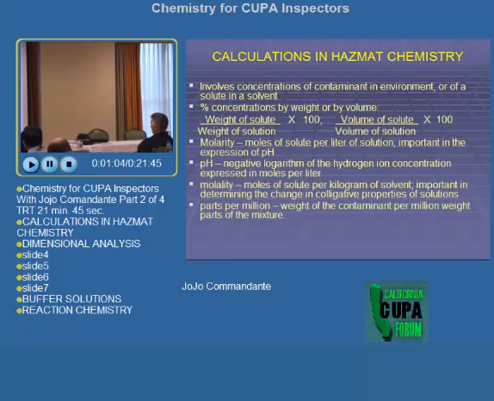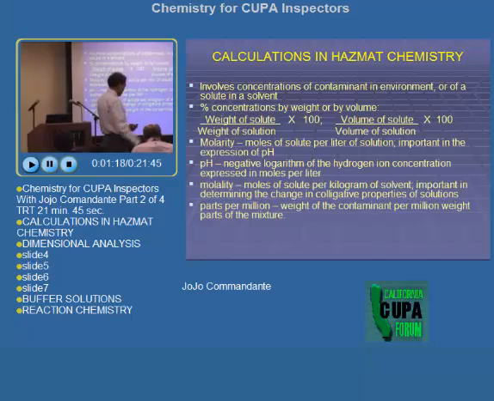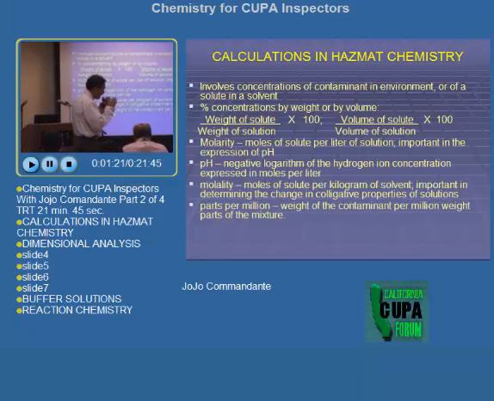Oh, the dreaded parts per million. You encounter parts per million all the time, but do you know how to use it? That's another story. Okay, parts per million is the weight of the contaminant per million weight parts of the mixture. Keep that in mind, the weight of the contaminant per million weight parts of the mixture.